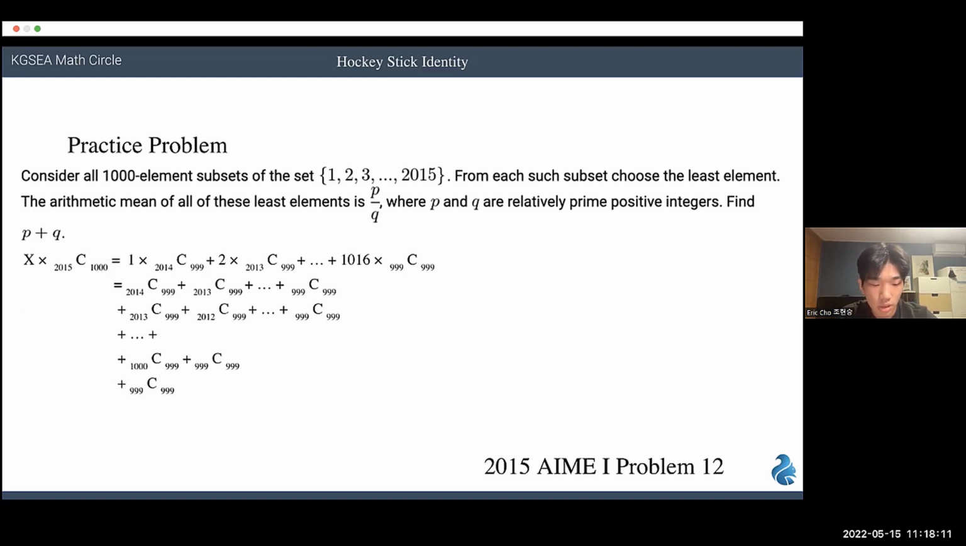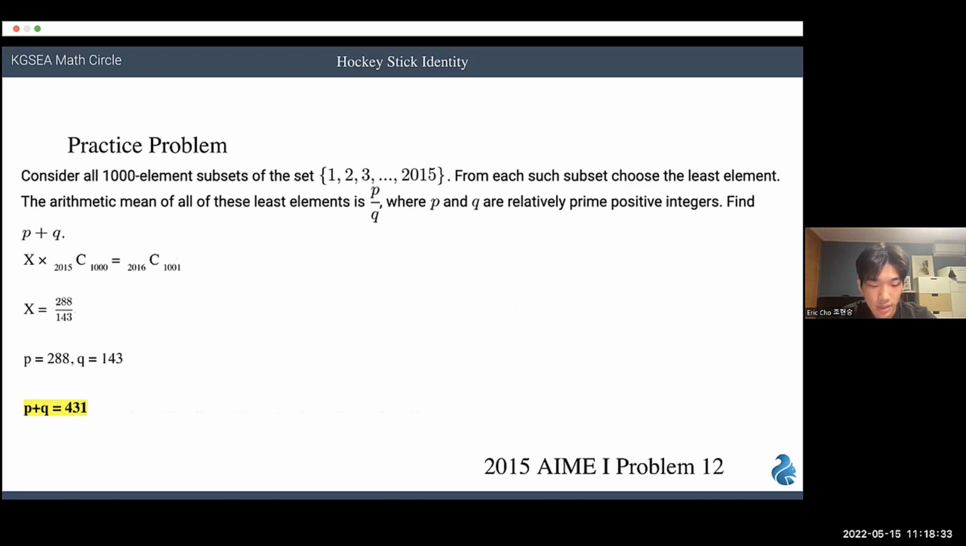Now we can use the hockey stick identity to simplify each row. We just need to find the sum of all of the rows now. We can use the hockey stick identity again to simplify it further. After a bit of calculations, we can find that x is 288 over 143, leading to the answer of 431.